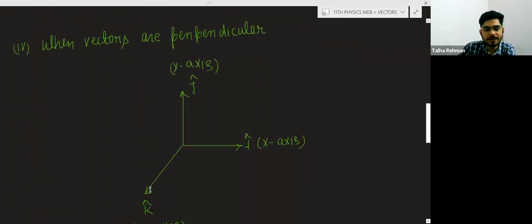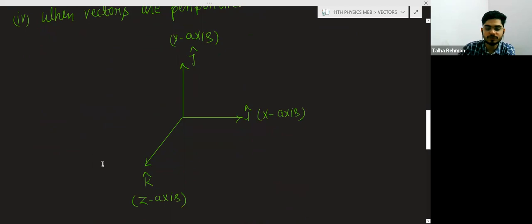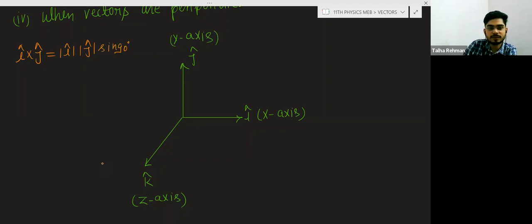When vectors are perpendicular, take the cross product of I cross J. What will you write? Magnitude of I cap, magnitude of J cap, and sine 90. Sine 90 is 1, and the magnitudes of I cap and J cap are 1 because they are unit vectors. So you get 1 into 1 into 1. Finally, your answer will be 1.